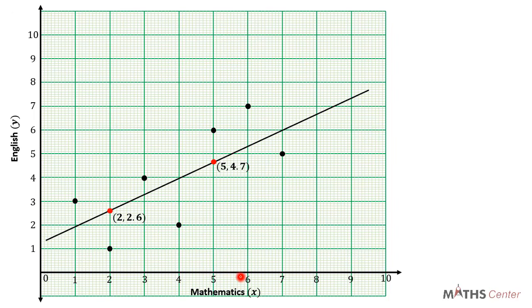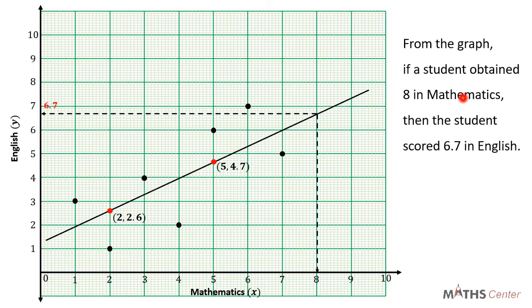So we will come to the mathematics axis, which is the x-axis. Then we will look for 8. And then we will trace it to meet the line. Then from there, we will trace it to meet the English axis, which is the y-axis. Then we will read the value there. Here, when I read the value, I'm getting 6.7 from my graph. What this means is that from the graph, if a student obtained 8 in mathematics, then the student scored 6.7 in English. Let's consider another question.